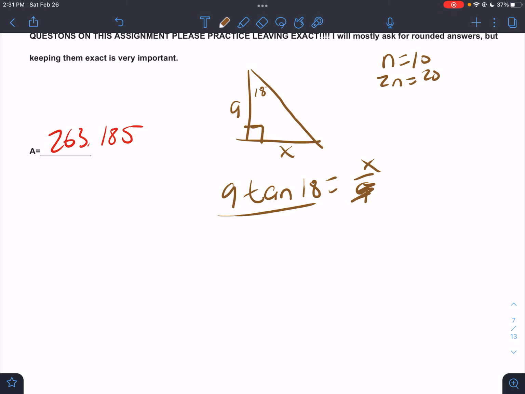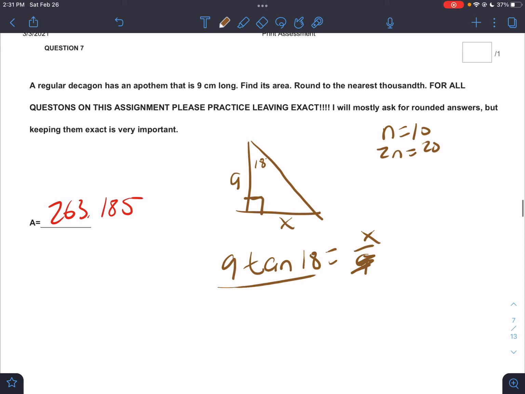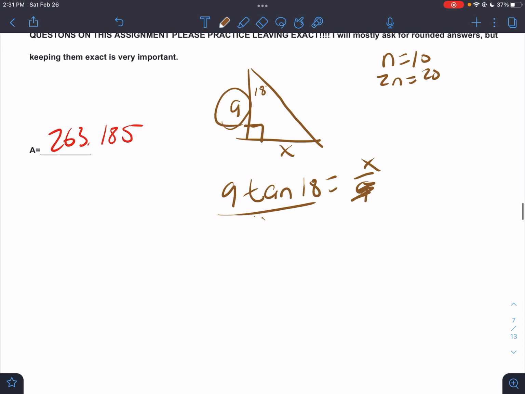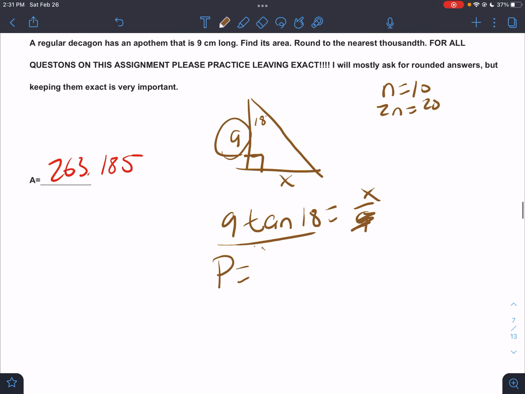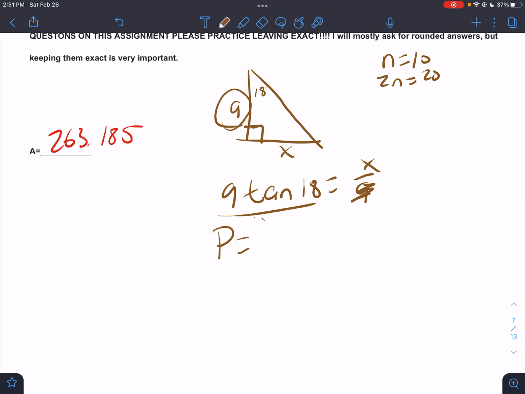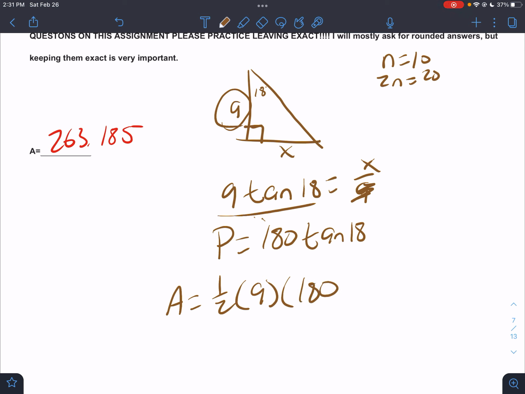So there's my apothem. Nope. This is my apothem. This is my x there. So I need to know the perimeter. Well, there would be 20 of those. 20 times 9 is 180, and then it's tan 18. So the area will be 1/2 times the apothem times the perimeter. Boom.